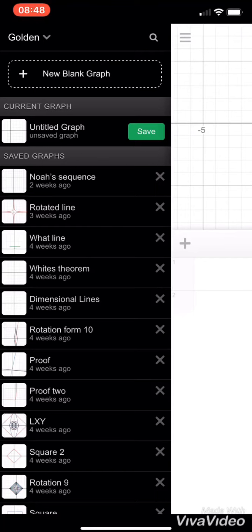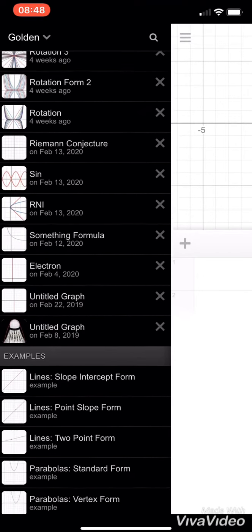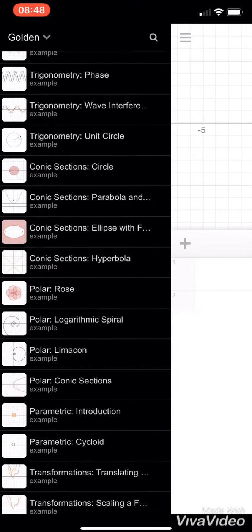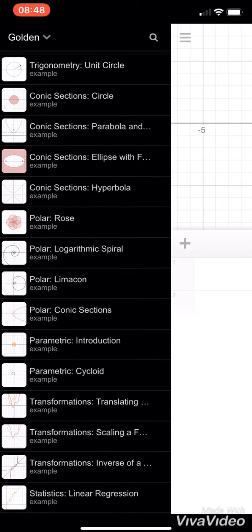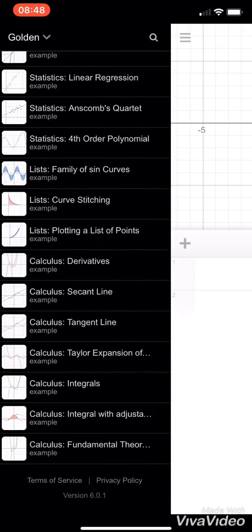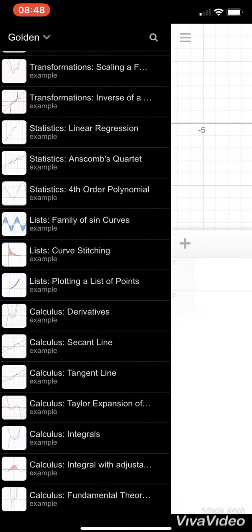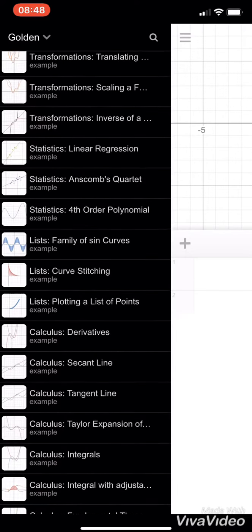Okay. So, what can we do with Desmos? Well, that is a very hard question to answer, but to put it simply, the better you are at math, the better you can use Desmos. So, I'll be teaching you a little bit about Desmos. Well, the little bit I know.